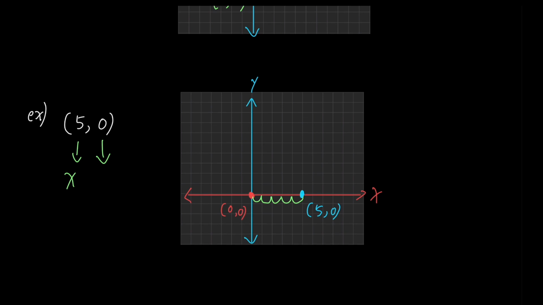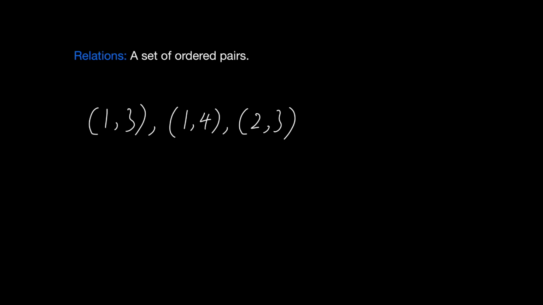We've learned how to graph it. We're going to learn more about ordered pairs. Let's say I give you an ordered pair (1, 3). But what if I give you 2 more? I give you (1, 4) and (2, 3). They are 3 ordered pairs.